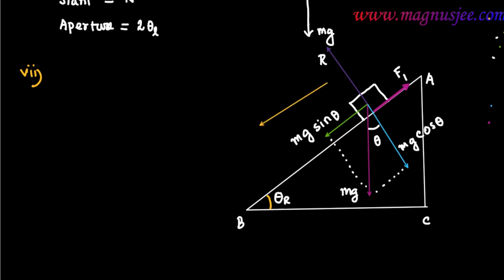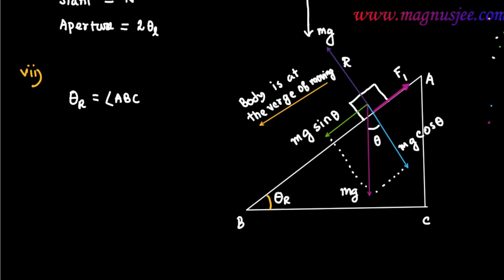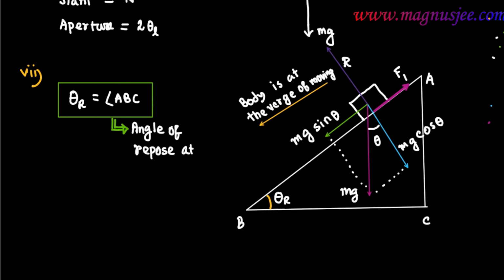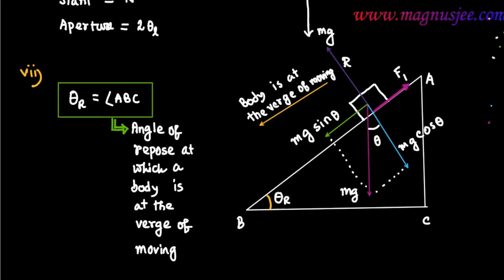The body has a tendency to move down the inclined plane. The body is at the verge of moving down the inclined plane under the action of the rectangular component mg sin theta. As mg sin theta acts down the inclined plane, limiting friction FL acts up the inclined plane to oppose the motion of the body. In this case, theta R is angle ABC, the angle of inclination, which is the angle of repose, or the angle subtended by the inclined plane with the horizontal plane BC, at which a body is at the verge of sliding down the inclined plane AB. That is called the angle of repose.